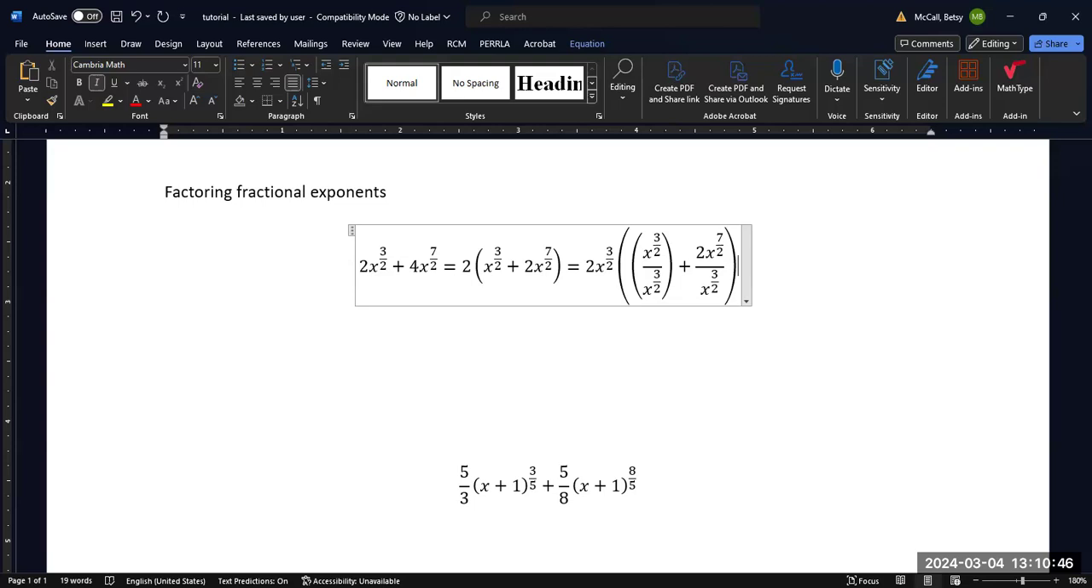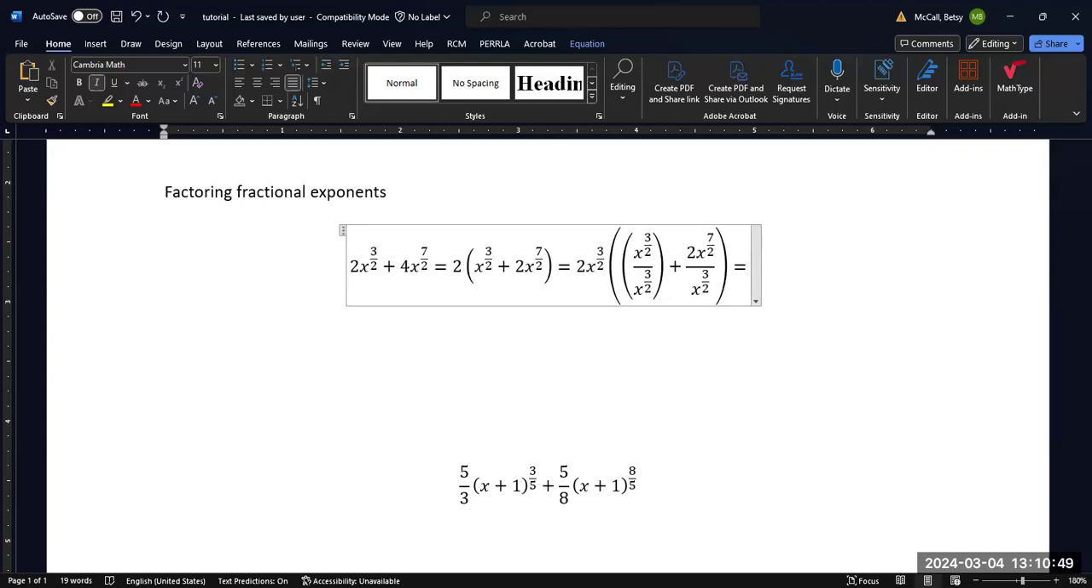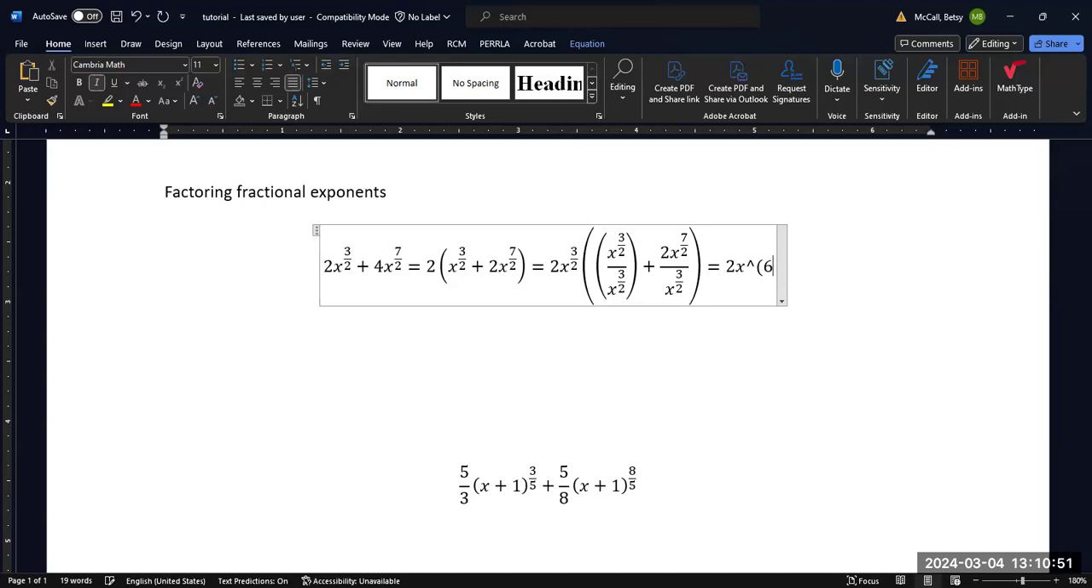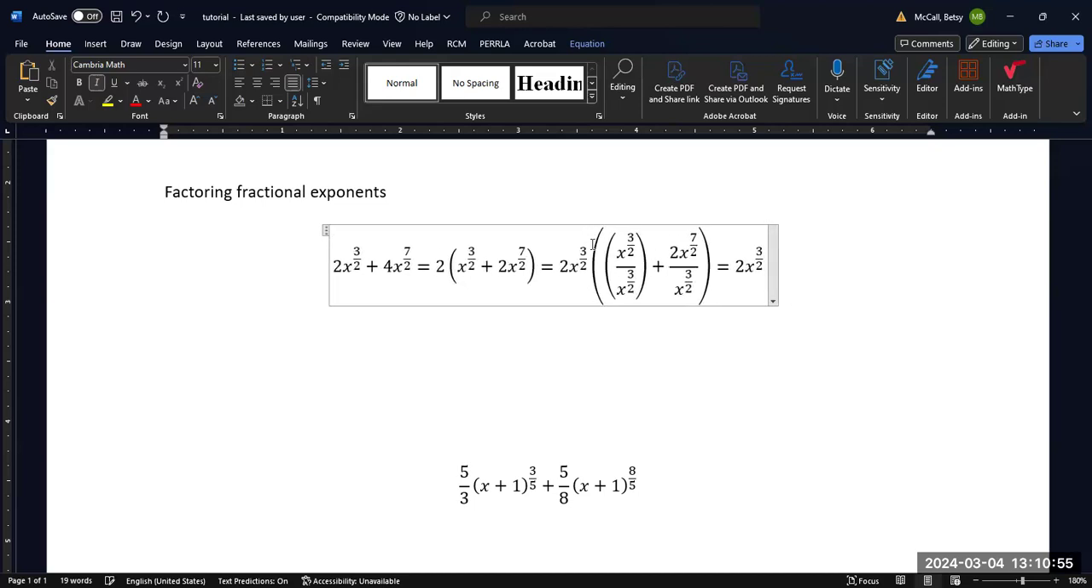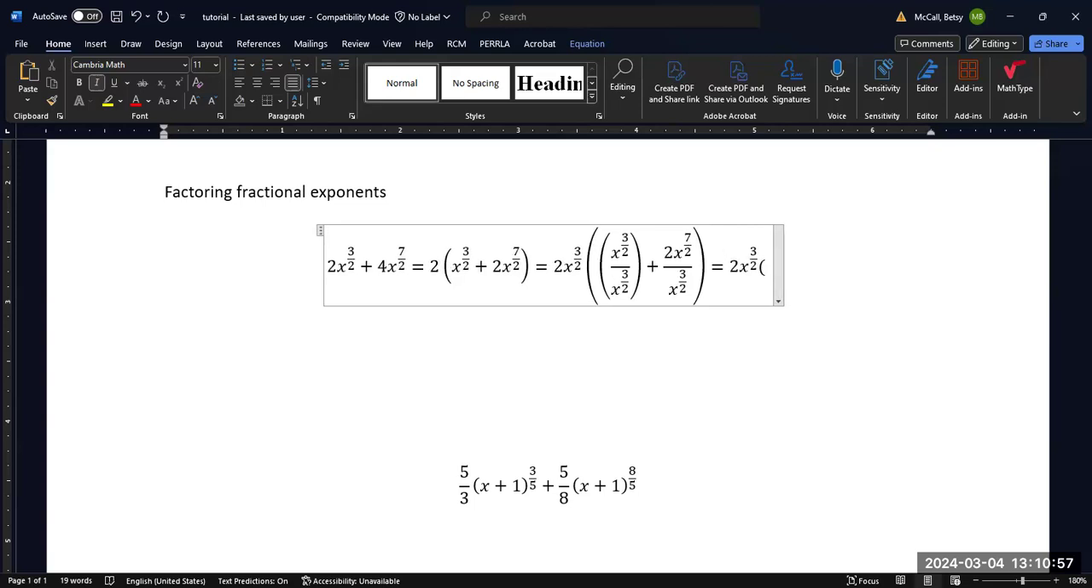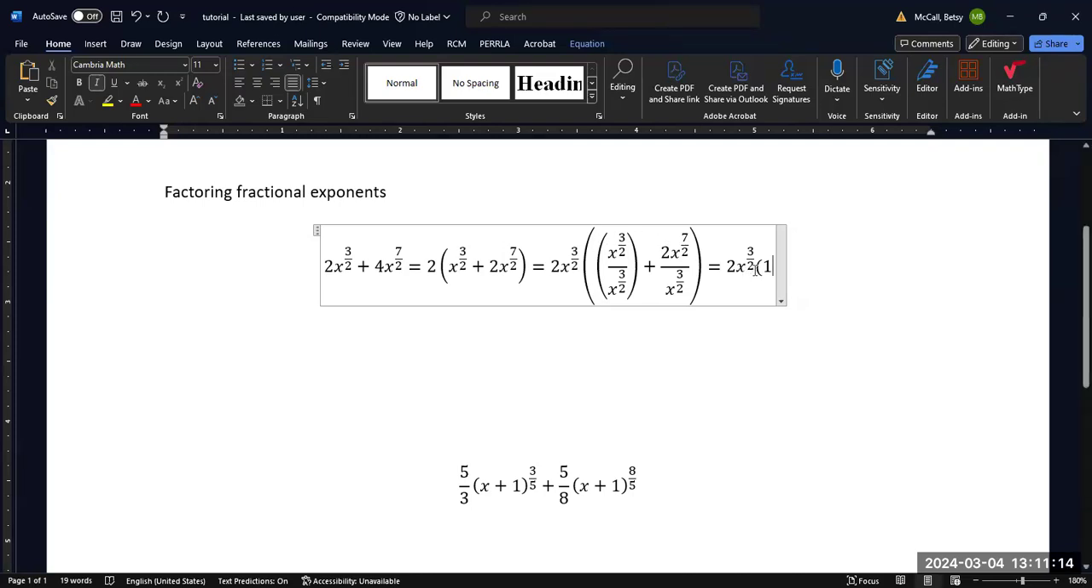Now, what that's going to do for us then is we have our x to the 3/2 out front. But now inside of our parentheses, we're going to have x to the 3/2 divided by x to the 3/2 is 1. So this makes sense. We've factored out the whole x expression. And so when you divide a number by itself, you get 1. If I were to redistribute x to the 3/2 times 1, I would get x to the 3/2.